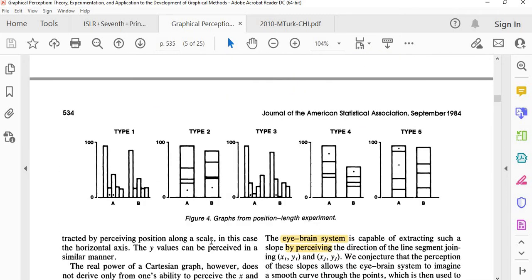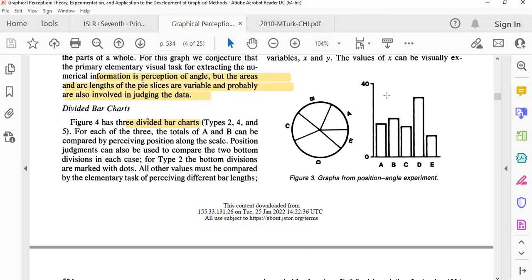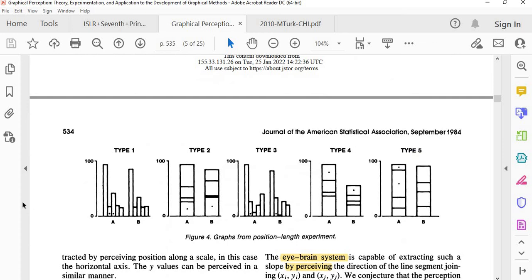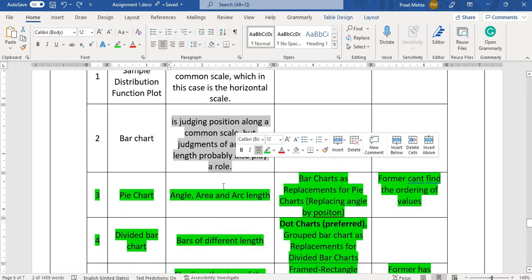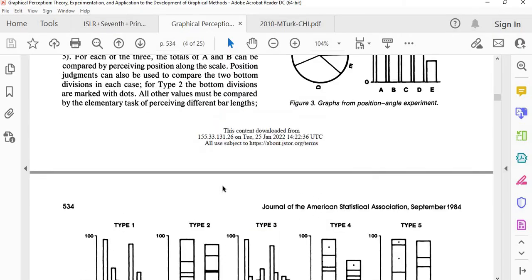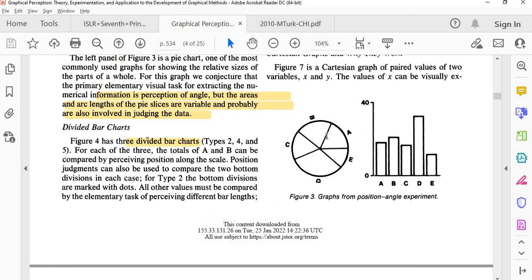As we said, the bar charts are the ones which are universally accepted, but here there are some bar charts wherein they have changed the widths. So you don't need to compare just the length, but the area, the width also comes into the picture. That's what the author has said. The third thing is the pie chart. Usually we think that it's just the angle, but sometimes the area and the arc length also come into the picture.